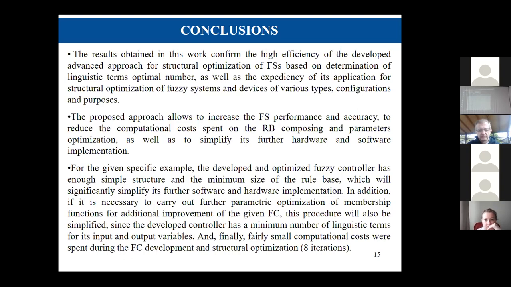As for the given specific example, the developed and optimized fuzzy controller has a simple enough structure and the minimum size of the rule base, which will significantly simplify its further software and hardware implementation. Also, the synthesis procedure didn't require much computational cost, which in turn also confirmed the high efficiency of the proposed approach.